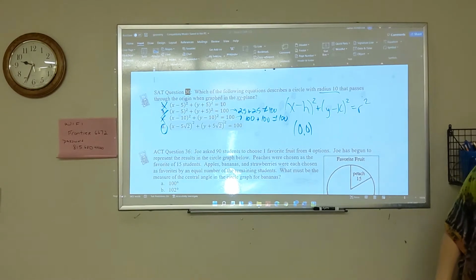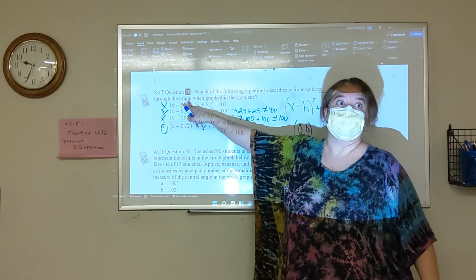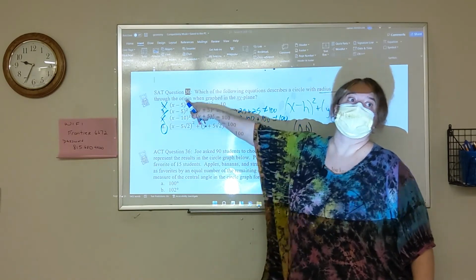Yes, ma'am? Where'd you get the 0, 0 from? It says it goes through the origin. So if it goes through the origin, your coordinates of the origin are 0, 0.